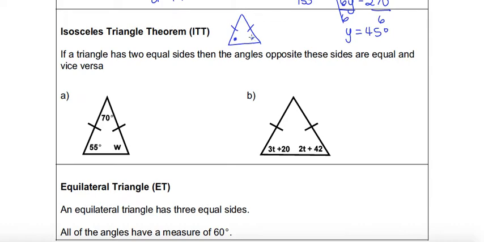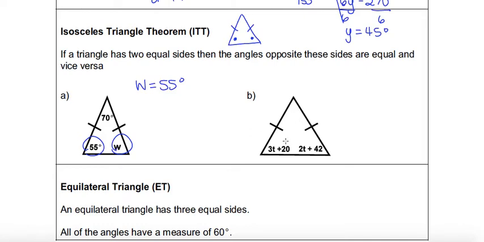All right, so let's take that information to help us solve for these missing angles. So I know that 55 and W are going to be exactly the same. So W is equal to 55 degrees. So that one was easy compared to the other one that we're going to take a look at.